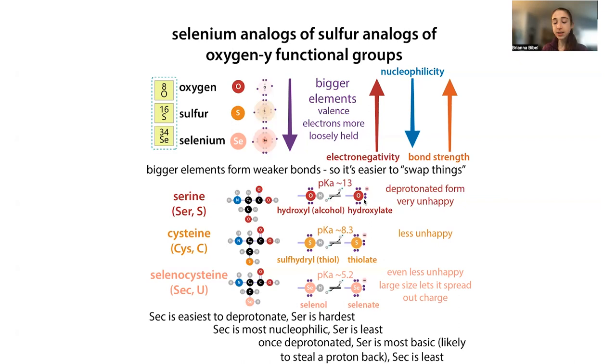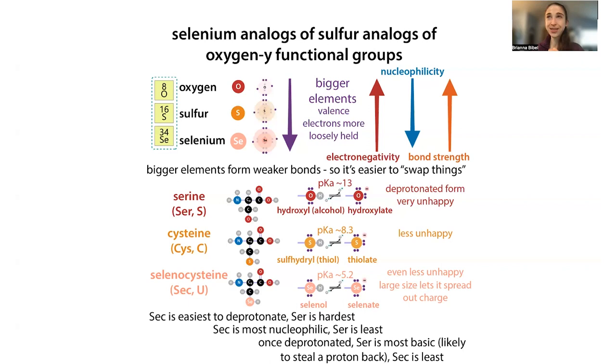And so you can see that thiolate is going to be easier to form than hydroxylate, but selenate is going to be easier to form than both of these. And when it forms, it's less likely to unform. It's less likely to act as a base and deprotonate. So much less likely that we actually see a difference of about 3 pH units in the pKa.